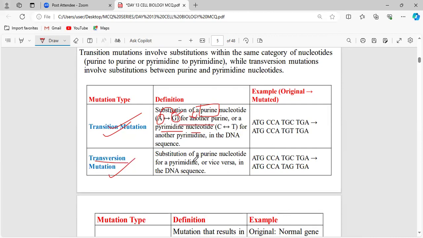But in case of transversion, there is a substitution of a purine nucleotide for a pyrimidine or vice versa. For example, adenine and guanine are purines. Here in transition, adenine is replaced by guanine, and guanine is replaced by adenine. And thymine and cytosine are pyrimidines. Here, thymine is replaced by cytosine, and cytosine is replaced by thymine. This is what a transition is. Only 4 combinations are possible in case of transition.